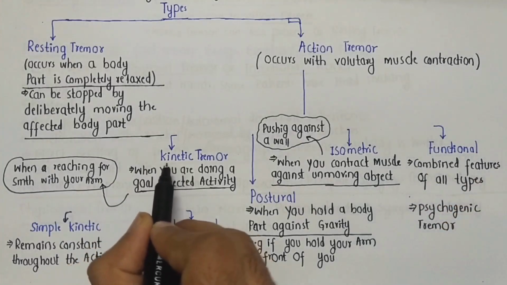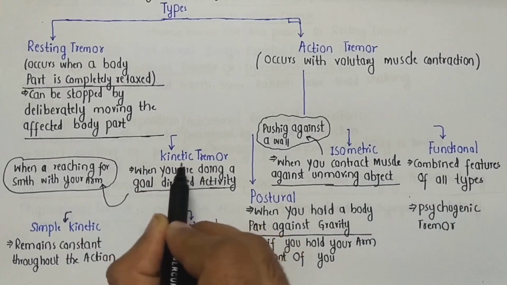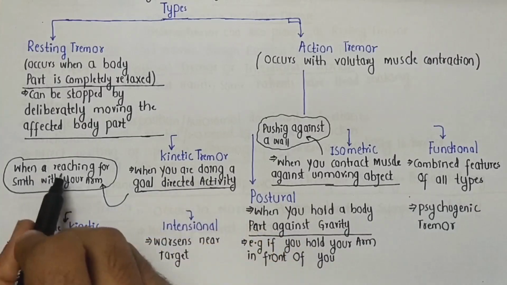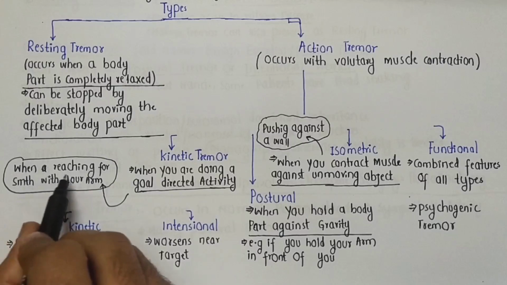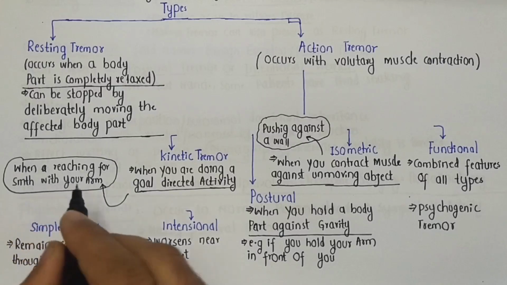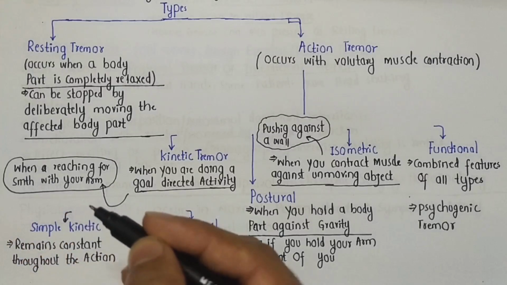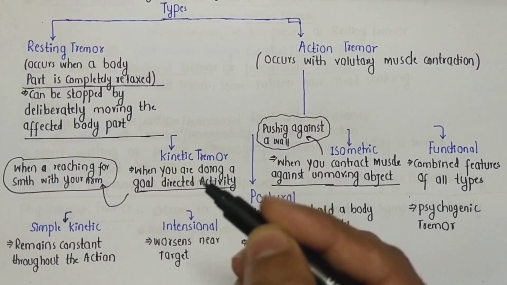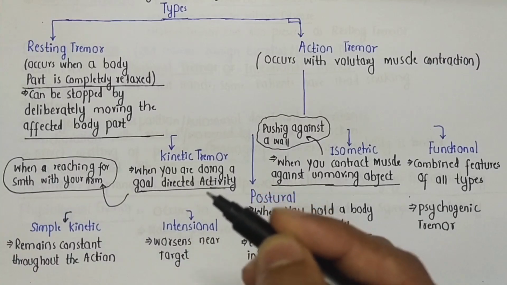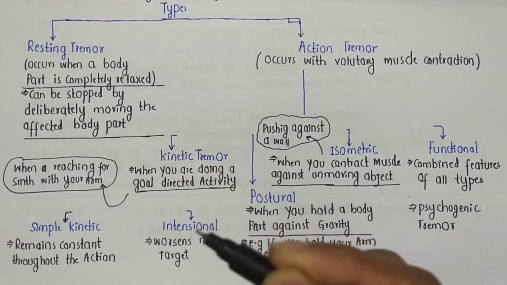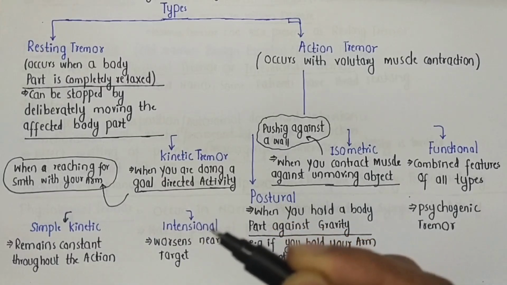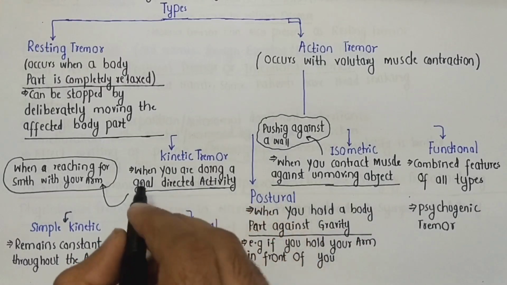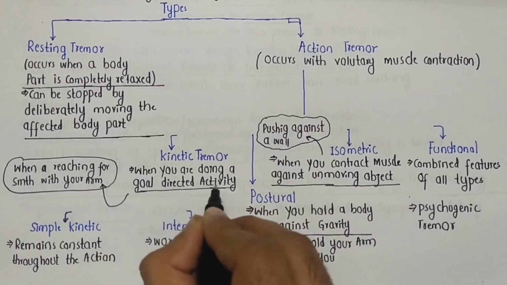So let's talk about the kinetic tremors. Kinetic tremors occur when you are doing a goal-directed activity, like when reaching for something with your arm. For example, if I ask you to touch the tip of your nose with your arm, this will be a goal-directed activity for you. If you experience tremors of your hand in that situation, these tremors will be called kinetic tremors.